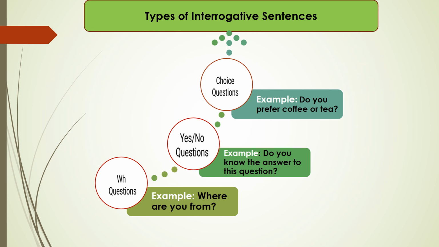The third one is WH question. WH question means the first word in the question, the question word, starts with WH. The example here, where are you from? So here the question word is where, it starts with WH. Who is this? What are you doing? Those are WH questions.